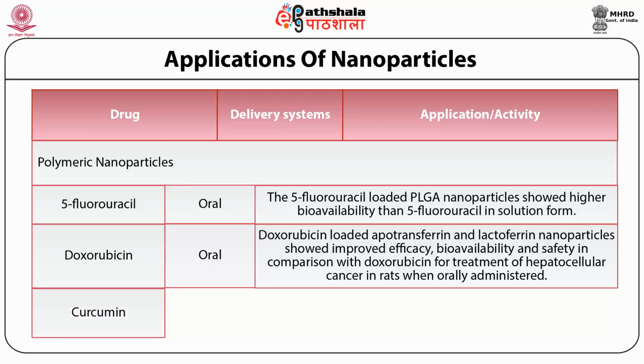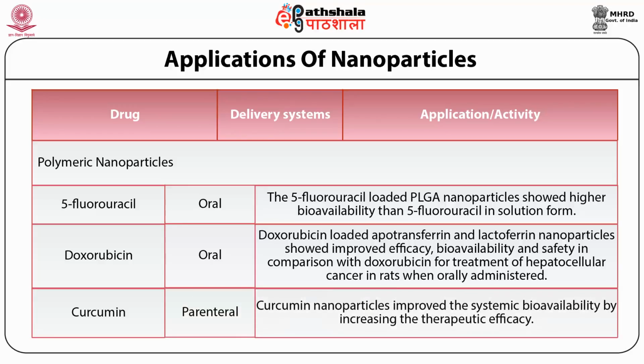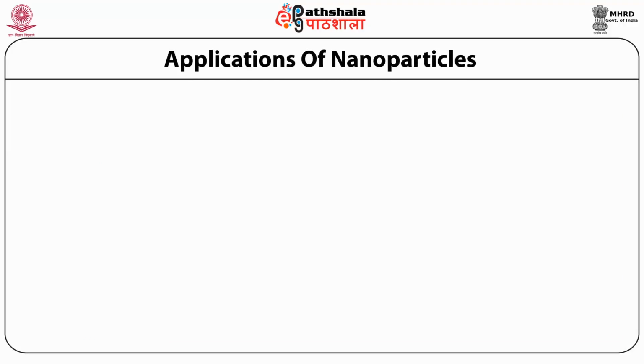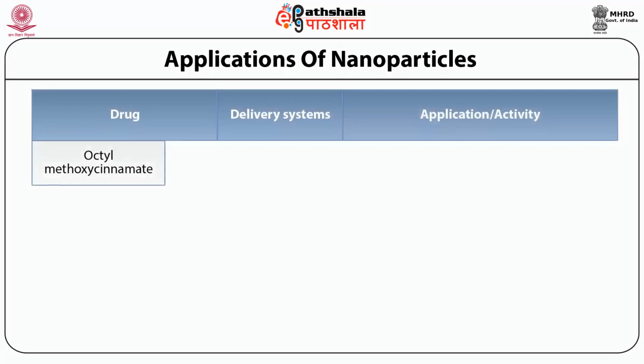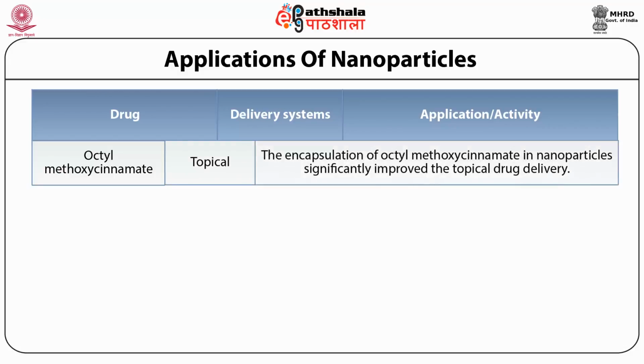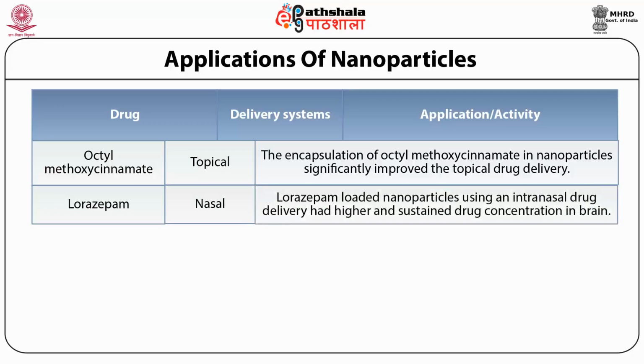Then curcumin, which is obtained from Curcuma longa, is given by parenteral route in the form of nanoparticles. It improved the systemic bioavailability by increasing the therapeutic efficacy. Another example, which you can see in the table, is octyl methoxycinnamate, which is used for topical application, and the encapsulation of octyl methoxycinnamate in the form of nanoparticles significantly improved the topical delivery of this drug. Then lorazepam, which is investigated by nasal route, and lorazepam loaded nanoparticles using an intranasal drug delivery had higher and sustained drug concentration in the brain.